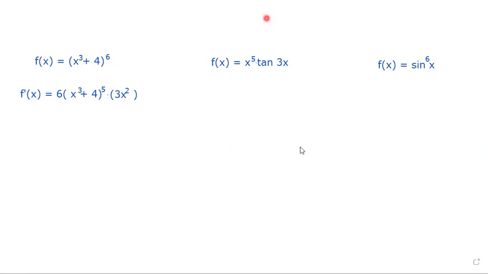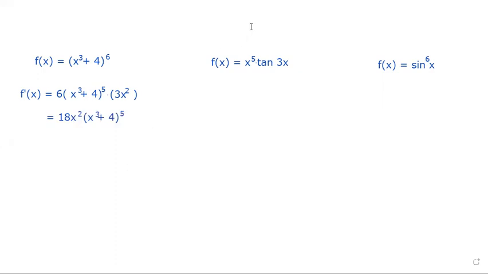Okay, so let's finish this problem up. We multiply 6 times 3x squared will give us 18x squared. We're coming back with the exponents. That's going to be x cubed plus 4 to the 5th power. Let's come back with the exponents. And that's how we do this type of problem. This will be squared. This will be cubed. And this will be to the 5th power.